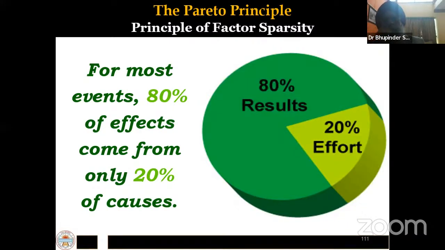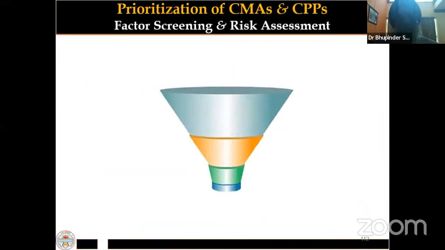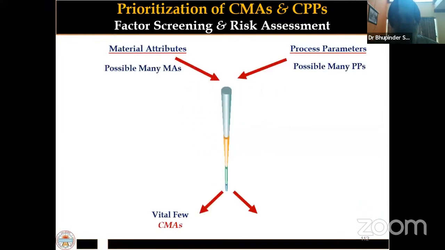Similarly, 80% of the variability in pharma products is due to 20% of the variables. You have to identify those 20% of the variables which are causing 80% of the variability, and you have to ignore those 80% of the variables which are accounting for only 20% of the variability. This is the Pareto principle. That can happen only using factor screening and risk assessment.